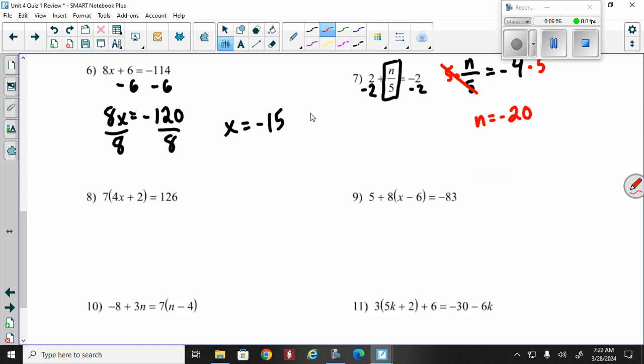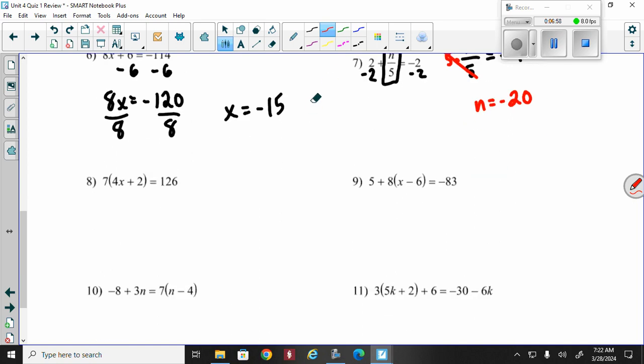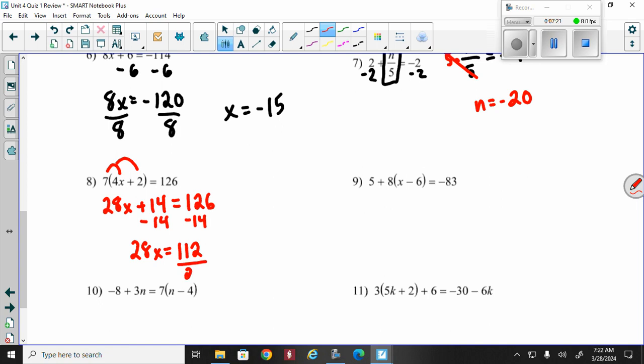There you go. All right, question number 7, we are distributing. We're going to take 7 to both the 4x and the 2. So that will give me 28x plus 14 is equal to 126. All right, so this question was just like 6. Now that we've distributed, we're going to subtract 14. We're at 28x is equal to 112. All right, we're going to divide by 28. I think the answer is 3, so x is equal to 3.